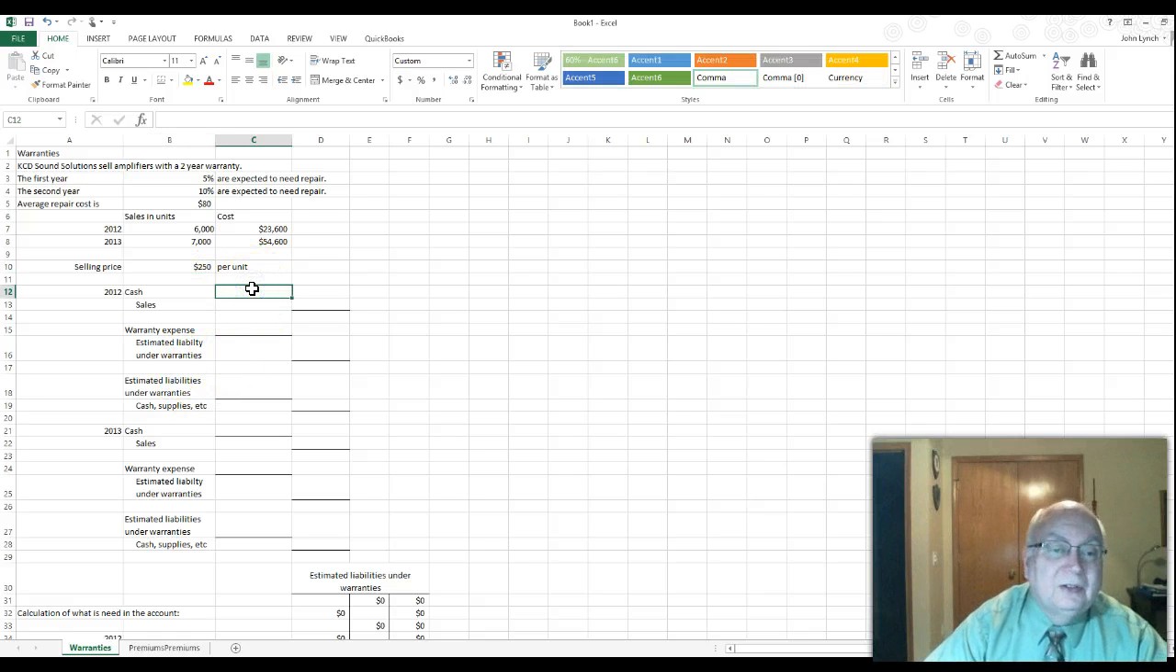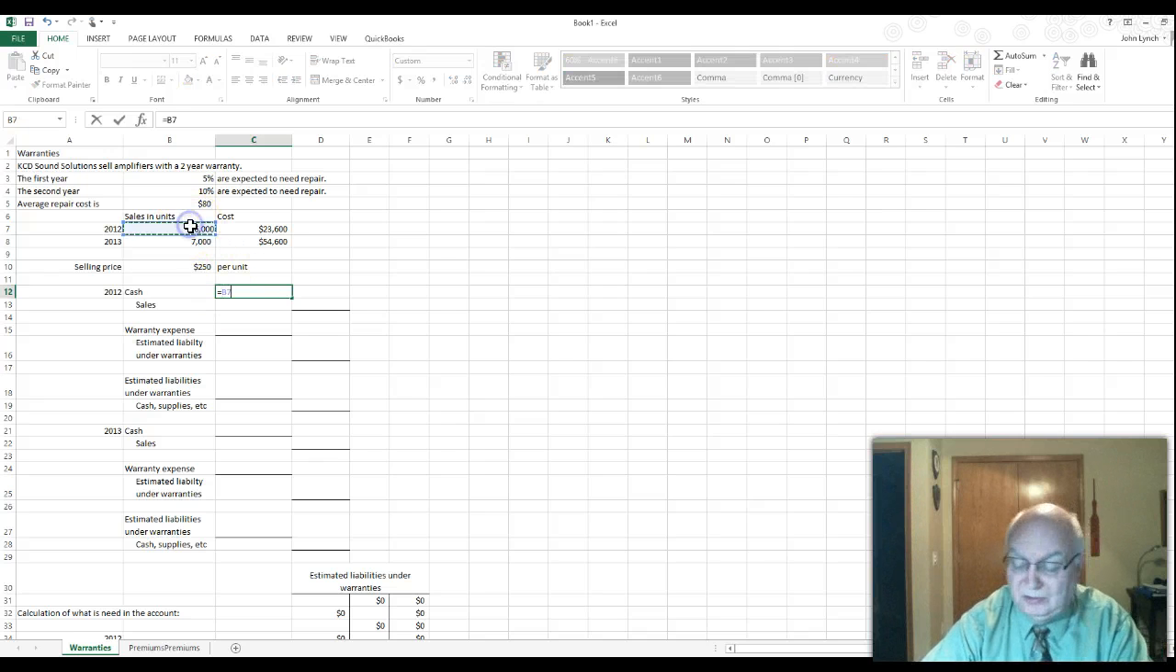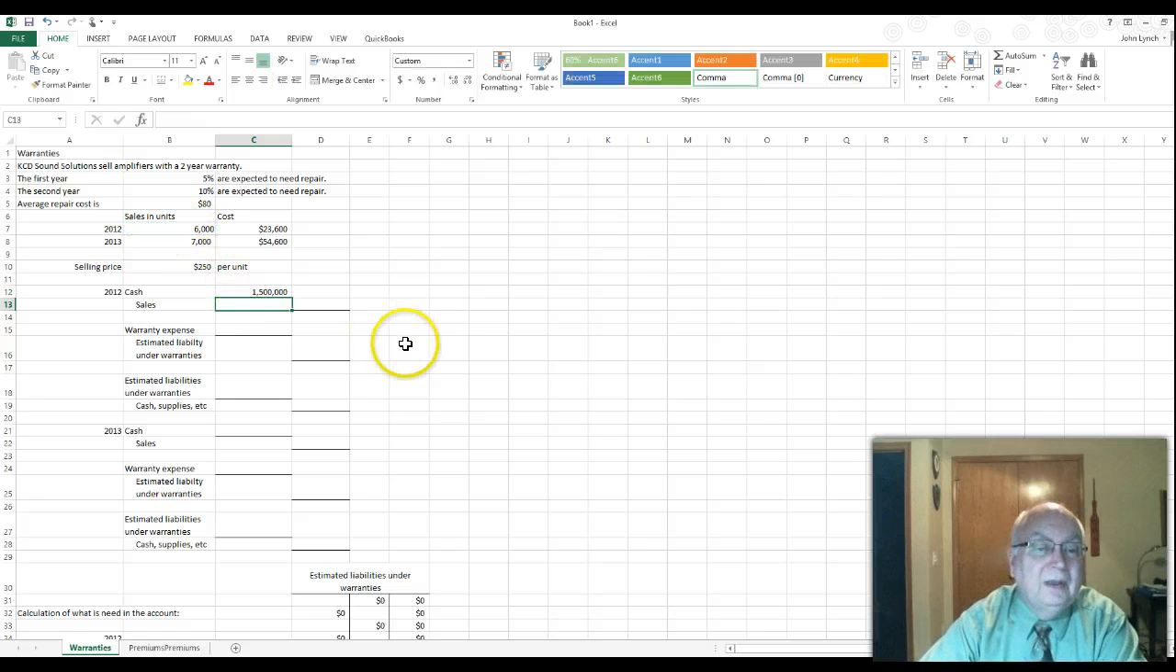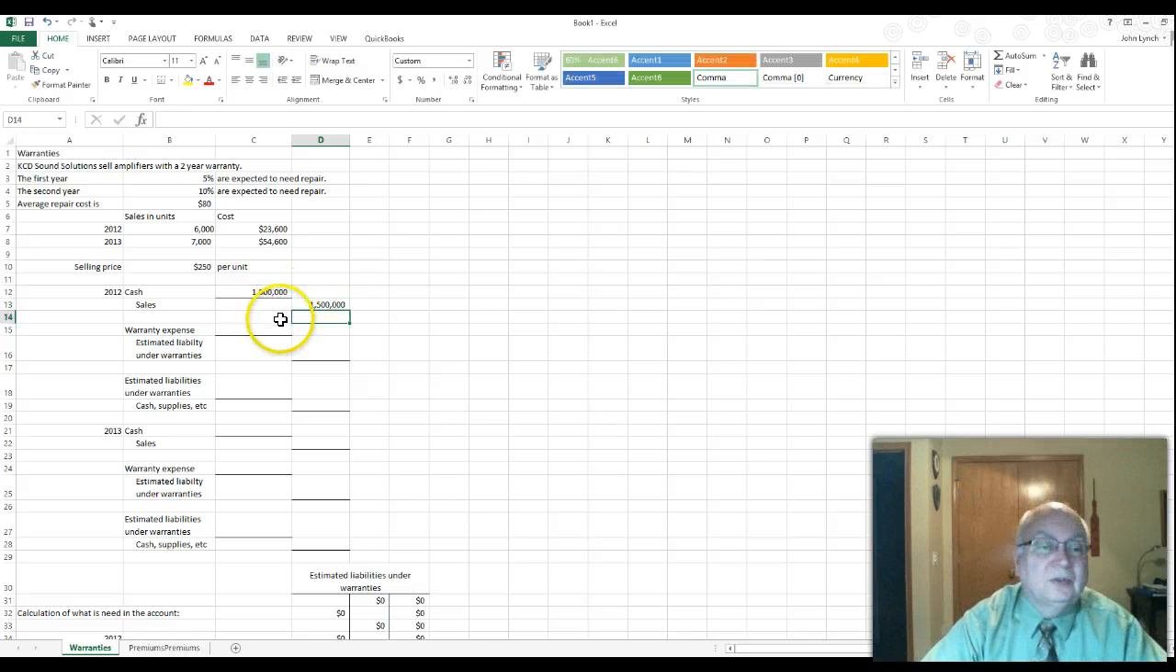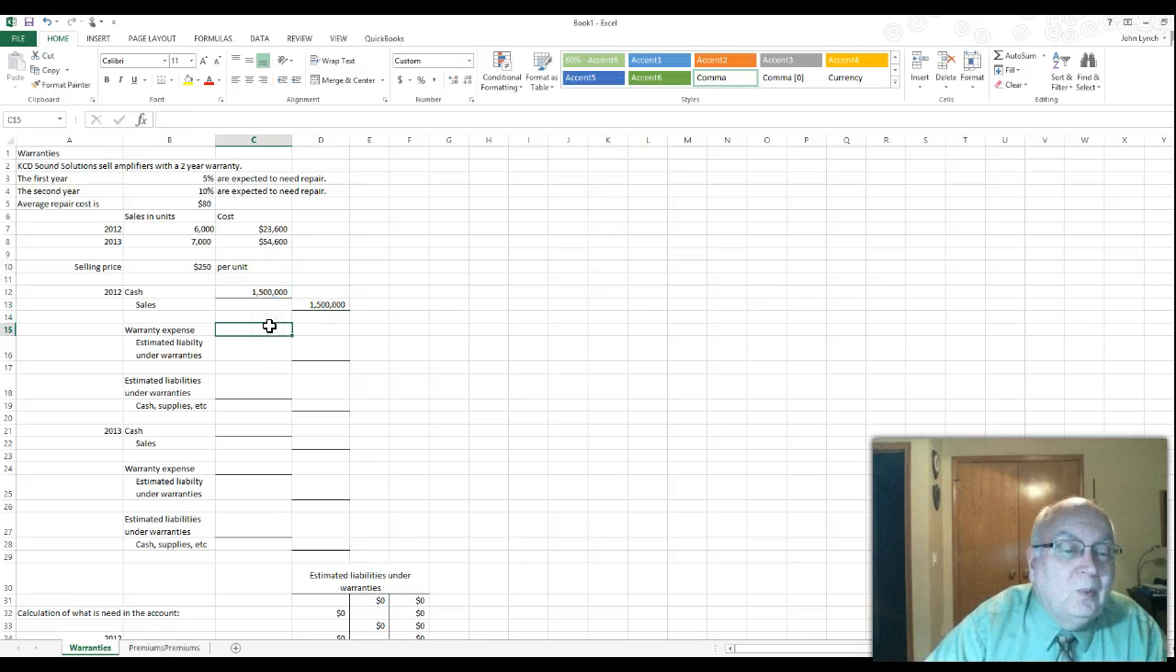The first thing we're going to do is simply record the sales. So we'll take the 6,000 units times the $250 per sale, and that gives us $1,500,000. That's just a normal sales price. But the warranty expense is what we need to work on. For the warranty expense, we need to record it at the time of the sale.